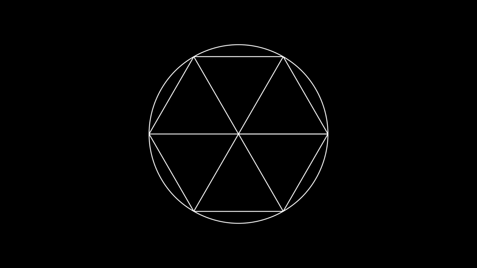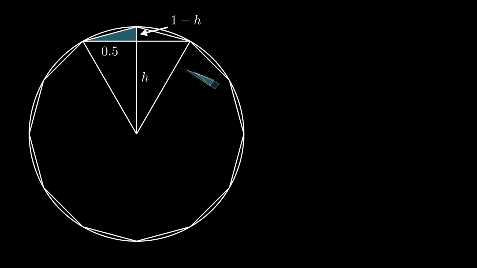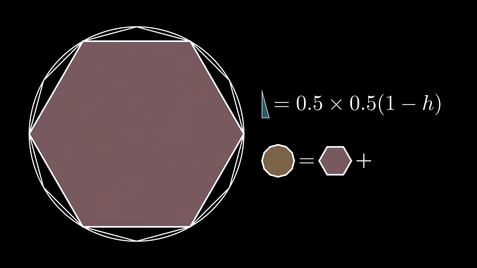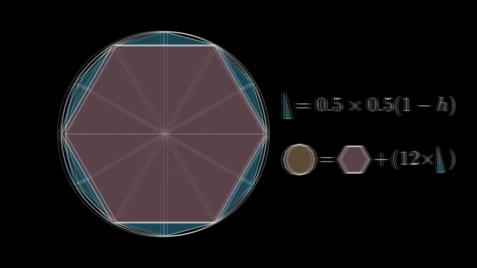The number of sides was then doubled to 12. The area of the hexagon was just found, so only the area of these smaller triangles needs to be found. The base of the triangle is half of 1, and the height is 1 minus h. The area of this small triangle can be found, and therefore the area of the polygon. The same process was applied to polygons of sides 24, 48, and 96 to get an estimation of pi.